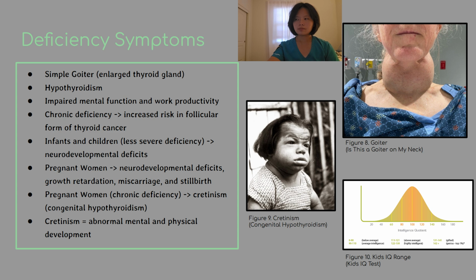Deficiency symptoms. Some deficiency symptoms of iodine can be a goiter, hypothyroidism, which is when your thyroid doesn't make enough thyroid hormone. If you are pregnant and you have chronic deficiency, you can also pass cretinism to the infant, also known as congenital hypothyroidism. Cretinism is an abnormal mental and physical development.